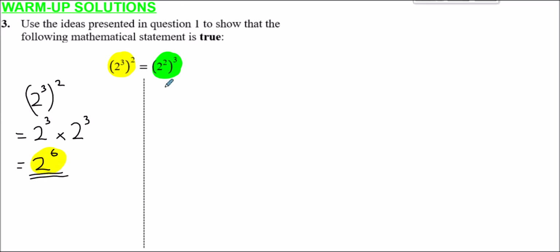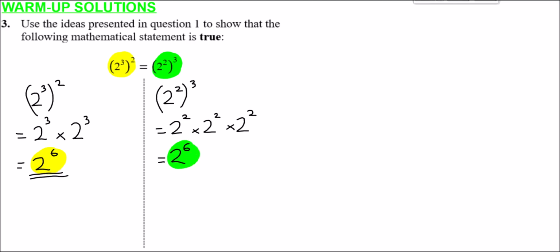Whereas this one here, 2 squared cubed, we're going to use the same idea. We start on the outside of the brackets and work our way in. So whatever is on the inside, we cube it. So we're multiplying this on the inside by itself 3 times. So that's just 2 squared multiplied by 2 squared multiplied by 2 squared, which is the same as 2 to the power of 2 plus 2 plus 2, which of course is just 2 to the power 6.